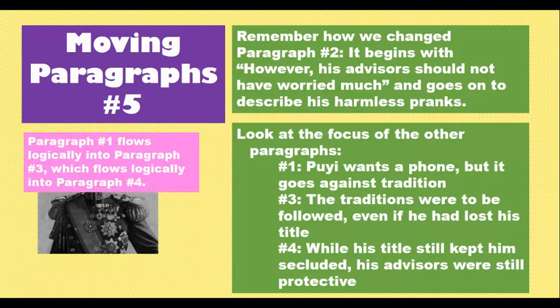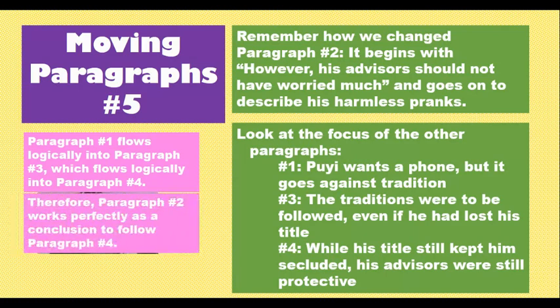And you're thinking, wait a minute, paragraph 1 flows really well into paragraph 3. He wants a phone, but it goes against tradition. Paragraph 3, traditions were to be followed. 1 and 3 should probably touch each other. And 3 actually goes right into 4. Even if he lost his title, he had to follow traditions. And then it says, while his title still kept him secluded, his advisors were very protective of him. So therefore, paragraph 2 really makes sense to go after paragraph 4.